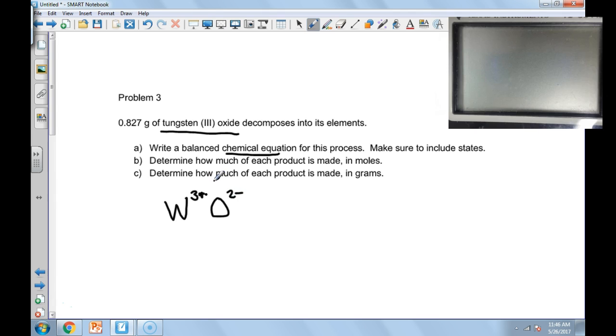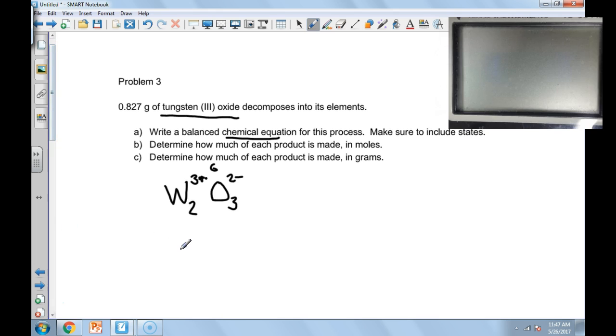So we look at that and see what the least common multiple is. The least common multiple is 6, so we need 2 and 3. So the formula for tungsten(III) oxide is W2O3. Now typically we wouldn't necessarily know what it decomposes into, because it can decompose into a million different things. But in this case, the question tells us that it decomposes into its elements.